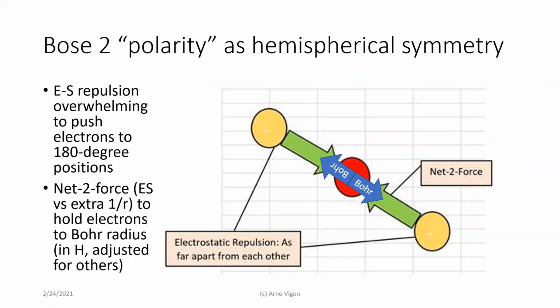There's the inward electrostatic and the extra 1/r that keeps a wall of repulsion that's somewhere around Bohr for the hydrogen atom. As a result, electrons, like kind repel, want to be as far away from each other as possible. Thereby, they take the 180-degree positions.